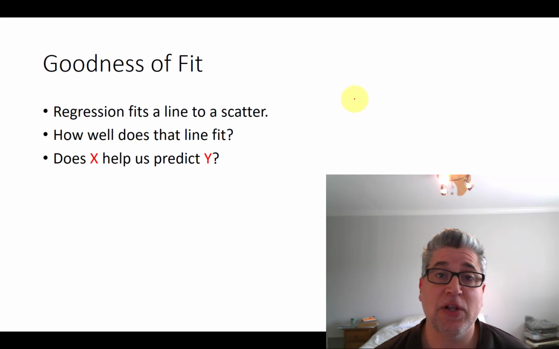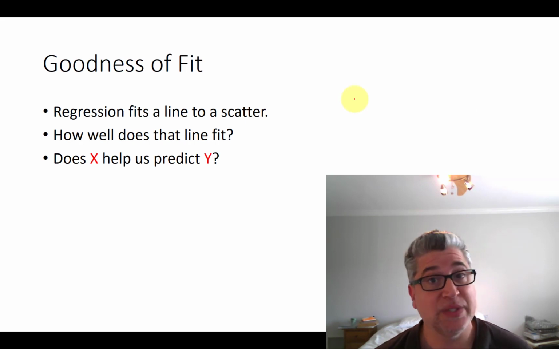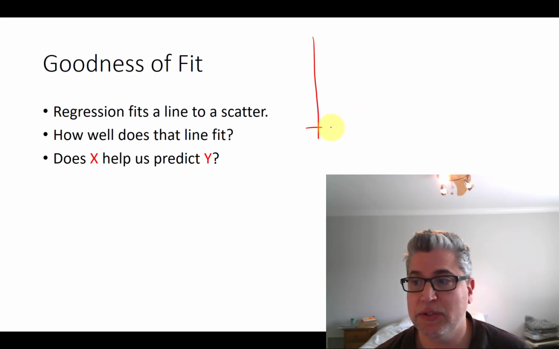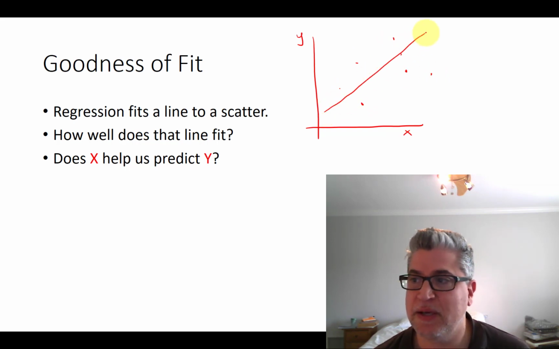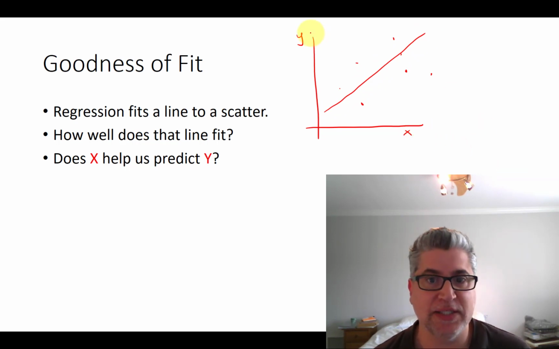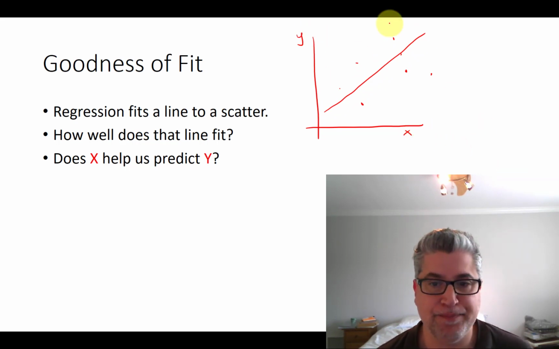Regression analysis is all about fitting a line through a scatter of points. So we have an x variable, we have a y variable, we've got a data set that shows you combinations of x and y, and you need to try to fit some kind of line that best represents the relationship between x and y, and you do that with a straight line.